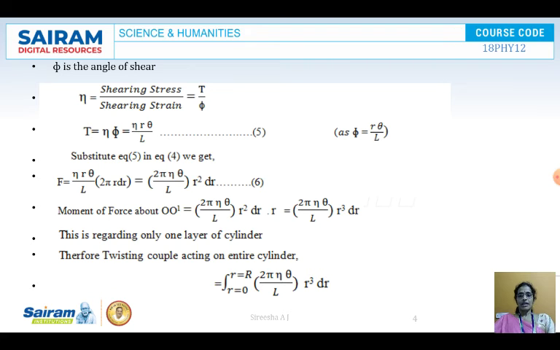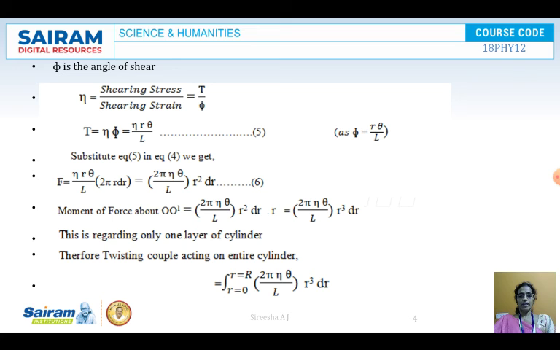Now this is regarding only one cylinder. If we consider the entire cylinder, small r goes from 0 to capital R, where capital R is the radius of the rod which we have considered. So it is integrated from small r equal to 0 to small r equal to capital R, because we have considered one concentric circular cylinder having a radius of small r. We want it for the whole cylindrical rod. Therefore, we are integrating for the entire rod from 0 to capital R.